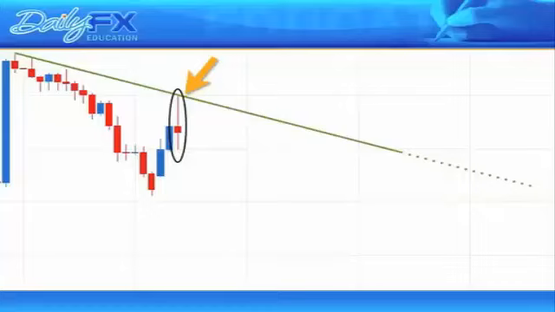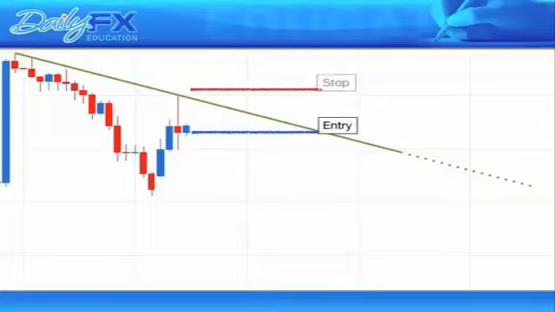In this example, an aggressive trader could open a trade on the open of the next candle and place a stop about 25 pips above the resistance line. A more conservative trader, knowing that the upper wick of the doji was a bit long, would look for prices to retrace a portion of the wick before entering.